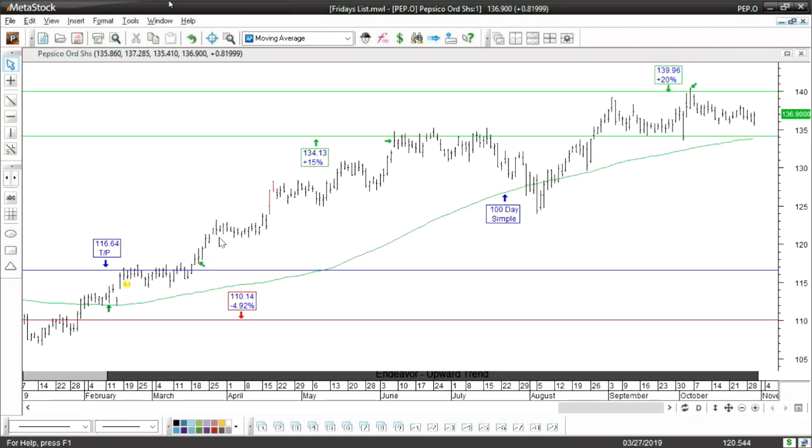What's the stock do? Comes up, travels up, travels up. Boom. 134.13, 15%. Half my shares gone. No question asked. Half are gone. Will not hold on to all the shares.